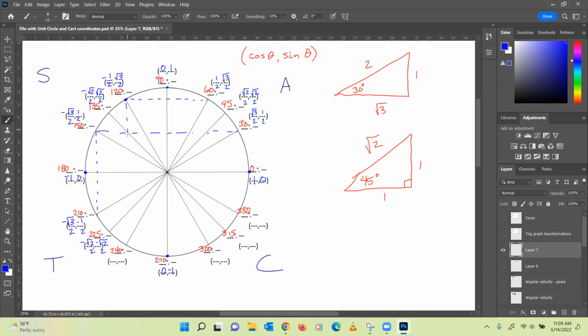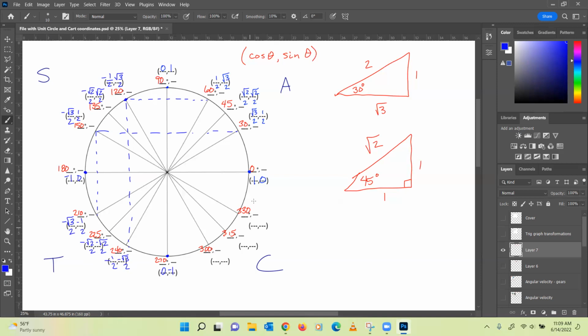240 is the vertical reflection of 120, or reflecting it about the x-axis. So we'll keep the same x, and we'll negate the y. And we already knew in the third quadrant, both x and y were negative. Now we know the sine and cosine of all of those angles on the unit circle in that quadrant.